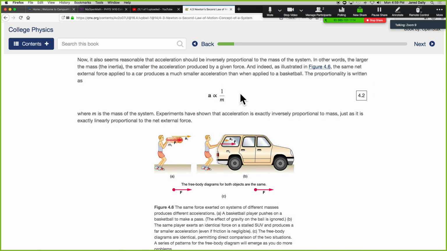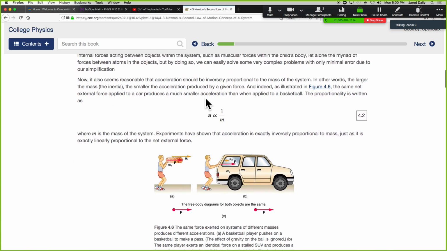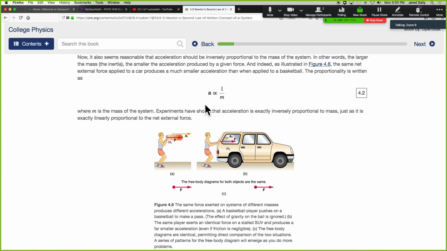Another thing that he discovered is that the acceleration is inversely proportional to the mass. Now, in this case, mass has no direction, so this is not considered a vector proportionality, even though they did put a boldface A here. They shouldn't have. That should be a lowercase a, but the acceleration is going to be inversely proportional to the mass. So if you have more mass, you have less acceleration.